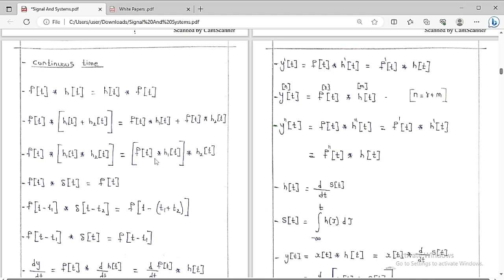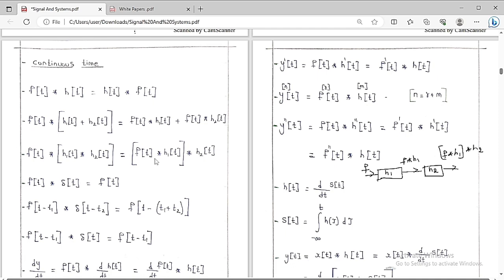It's very simple. Suppose let me take two systems, now connected in cascade fashion. Here the input is f, and the impulse response is h1. So what is the output here? f convolution of h1. Suppose for the second system the impulse response is h2. Then what is the output here? It is f convolution of h1, again whole convolution of h2, right? So this is the output.